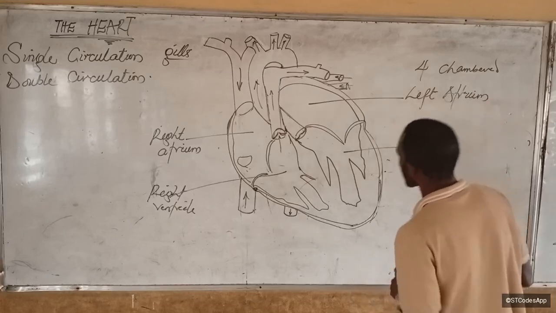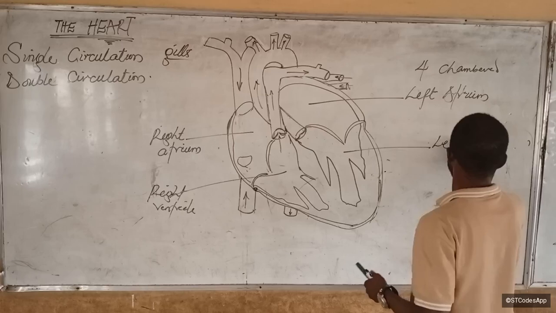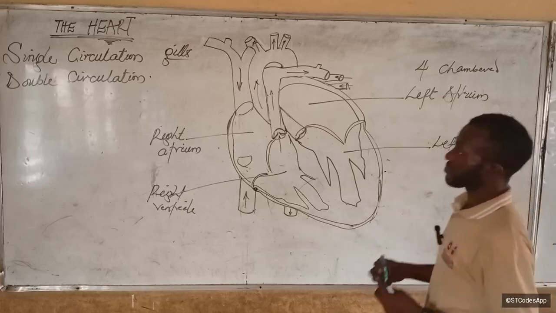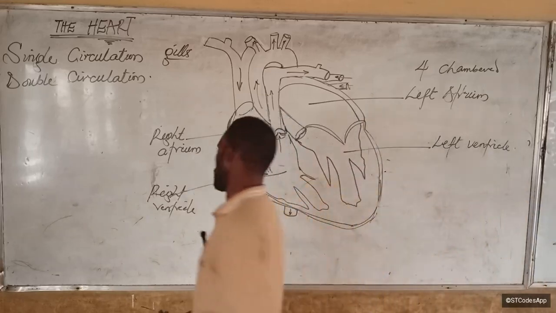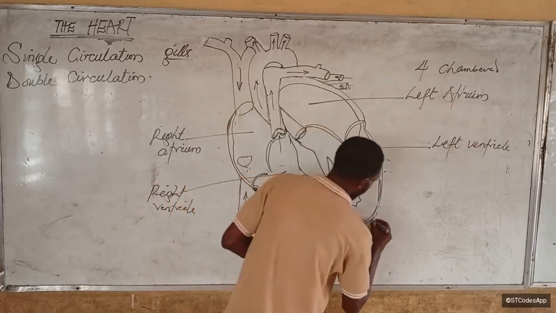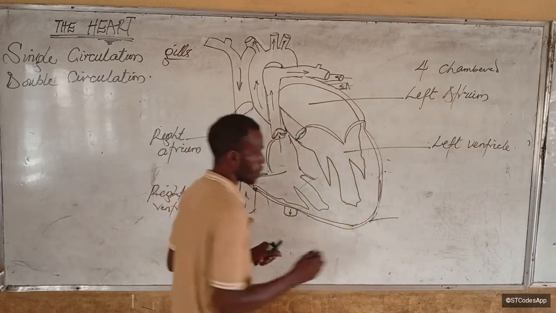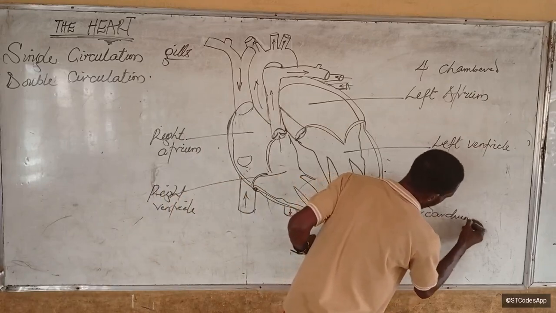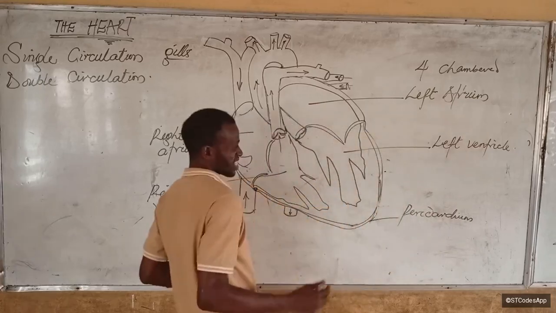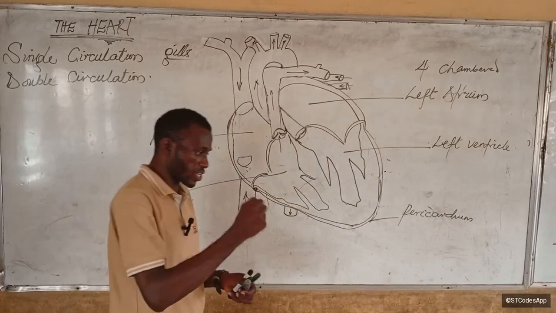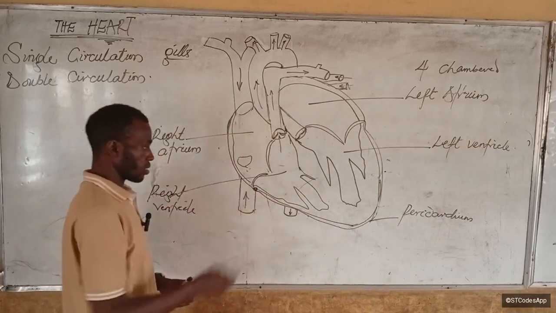And here, we're going to have the left ventricle. So how does circulation happen? Now, the heart has a very thick muscle that's called the pericardium. And this is part of one of the muscles that increase its ability to pump or induce pressure on the blood, all right?